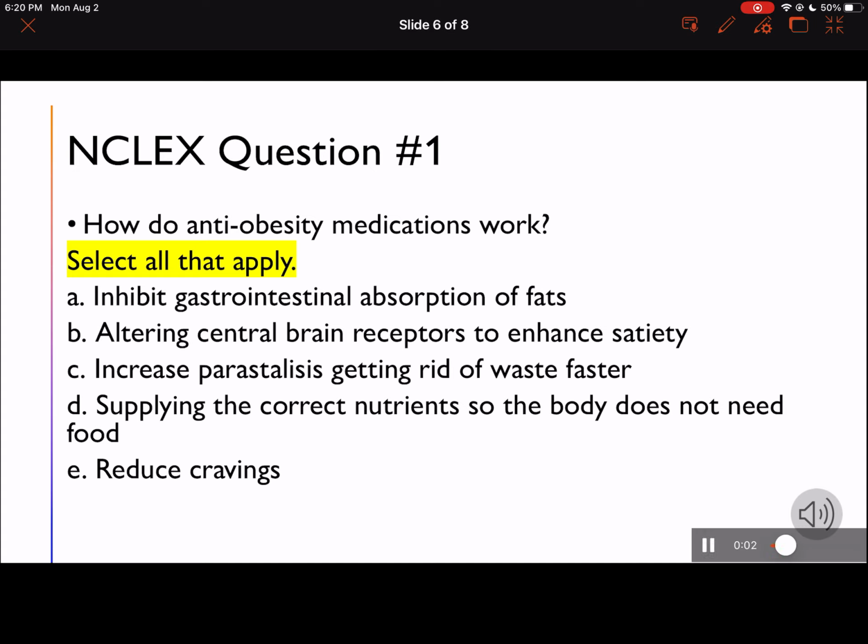NCLEX question number 1. How do anti-obesity medications work? Select all that apply. If you want to pause here, I would go ahead and do so if you wanted to test yourself. The answers include A, B, and E. C and D are incorrect because medications do not increase peristalsis. They also do not supply the correct nutrients for the body, so the body still does need food and the correct nutrients to survive.